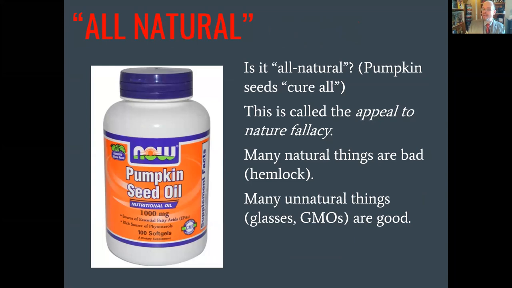If they claim that it's all natural, is it all natural? Like pumpkin seed cure-all is all natural. That does not mean that it actually works. This is called the appeal to nature fallacy, thinking that the mere fact that something is natural is a reason to think that it's good. No, many natural things are really bad, like hemlock. Hemlock's all natural. It will kill you. Many unnatural things are good.